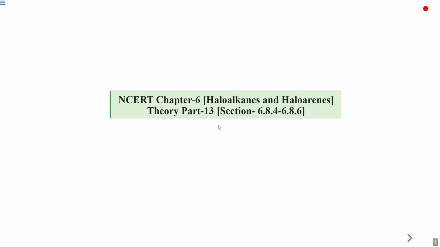So today we are going to see the theory part 13 of the chapter Haloalkanes and Haloarenes. So let's begin today's topic. NCERT chapter 6 Haloalkanes and Haloarenes theory part 13, and today we are going to specifically cover the section 6.8.4 to 6.8.6.